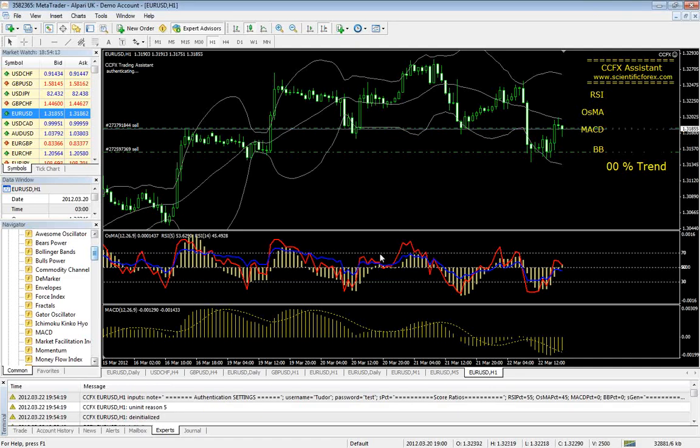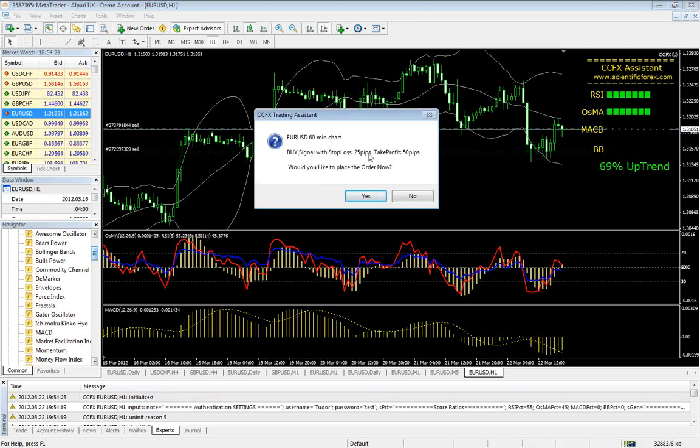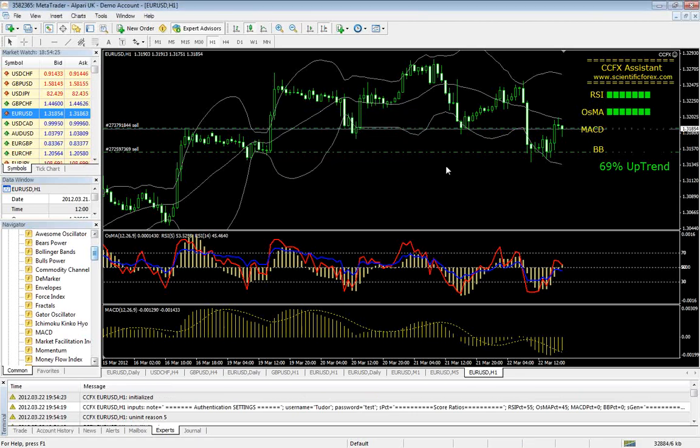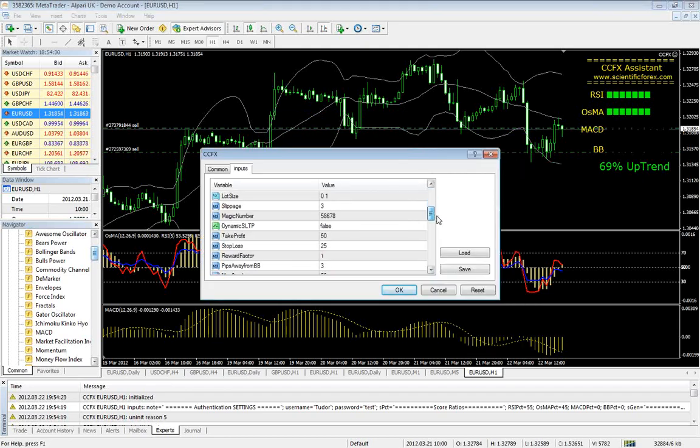Just watch it right now. Let's wait for a new tick. Come on. Okay, here we go. Stop loss 25 pips, take profit 50 pips, as I said. Again, expert advisor properties, and here you have dynamic stop loss, take profit. Set this one to true. I usually like Bollinger Band more.